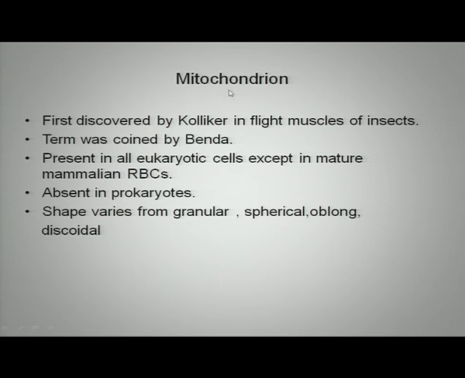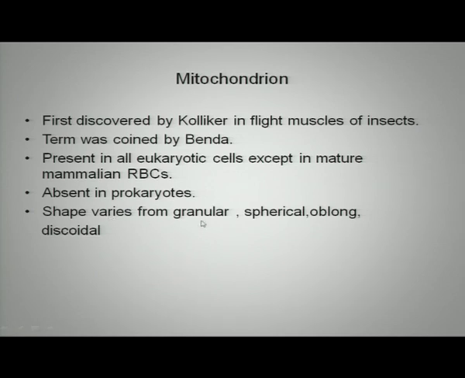Now coming to mitochondrion, another important cell organelle for a eukaryotic cell. It was first discovered by Kolliker in the flight muscles of insects, and the term mitochondrion was coined by Benda. It is present in all the eukaryotic cells except in mature mammalian RBCs. It is absent in all the prokaryotic cells.